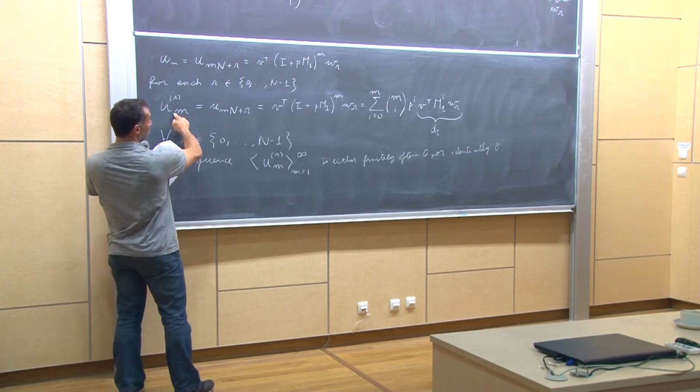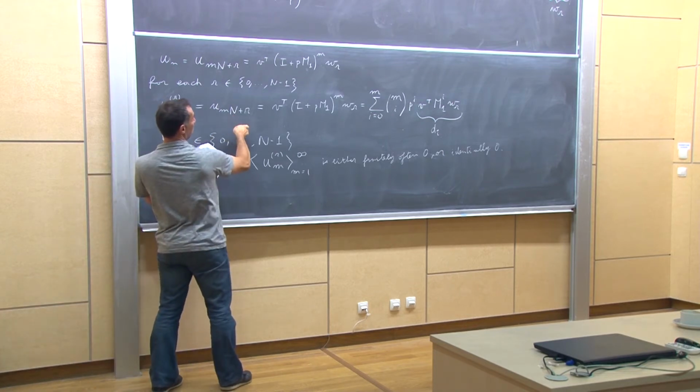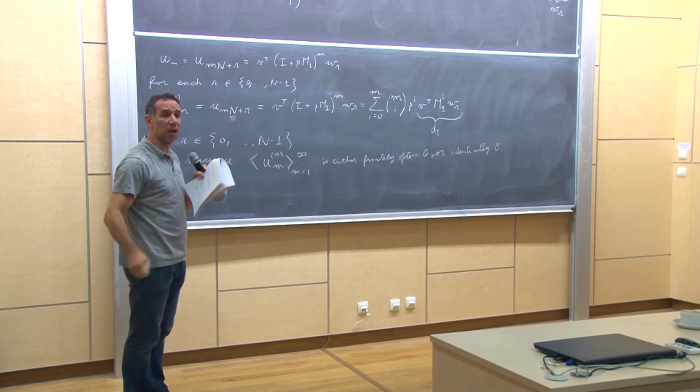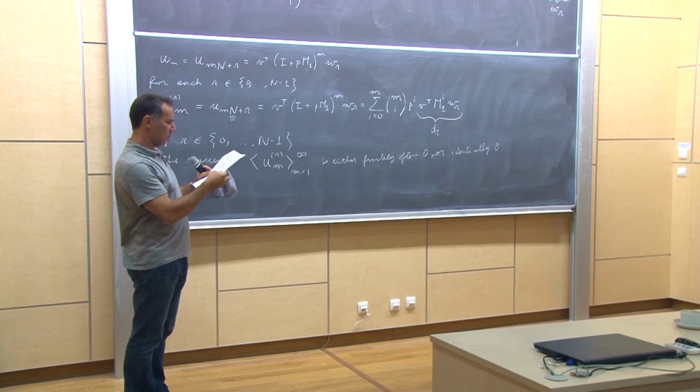That gives me my arithmetic progression. Because when you insert these subsequences into u_n, they jump by N every time. So this is where my arithmetic progressions are coming from. Okay, does that make sense?